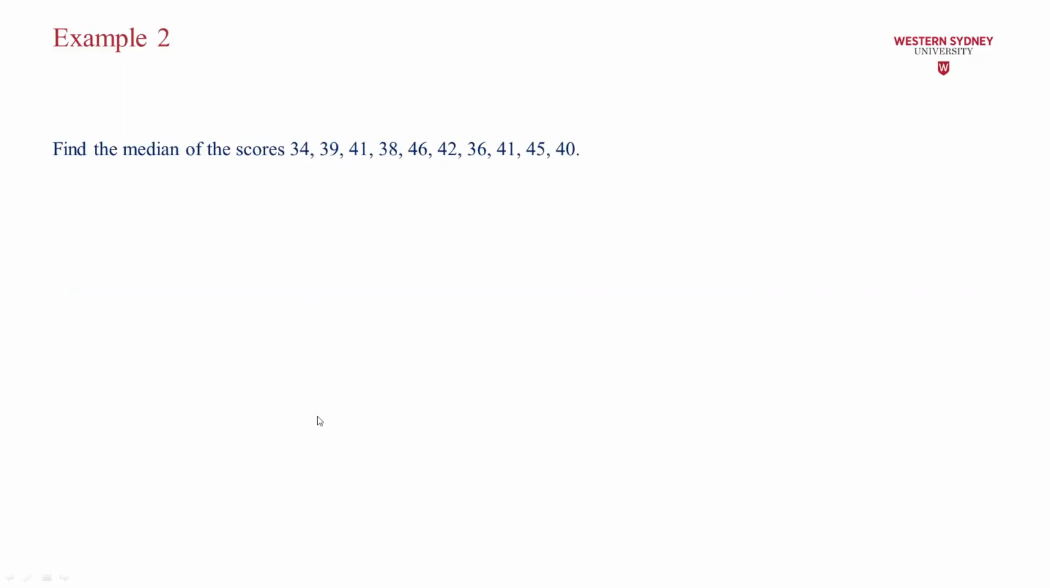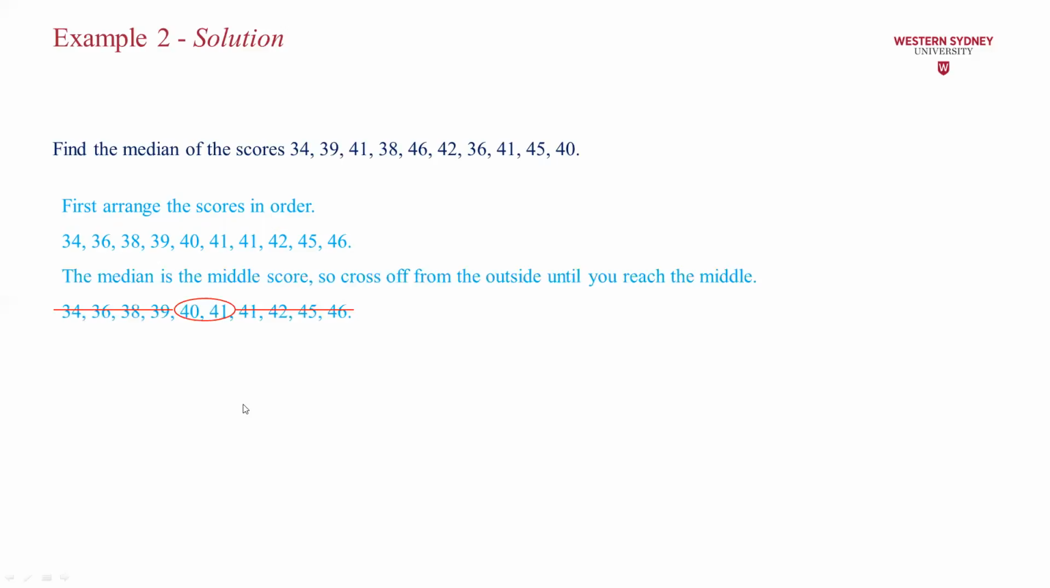The second example, find the median of the scores shown here. There are 10 scores. The median is the middle score when all the scores are put in order from smallest to largest. We will arrange the scores in that order. So here they are. Now, we can start crossing off from either end. We can cross off the 34 and the 46 and so on until we have 2 scores remaining. So the median is the middle score after we've crossed them all off from either end.